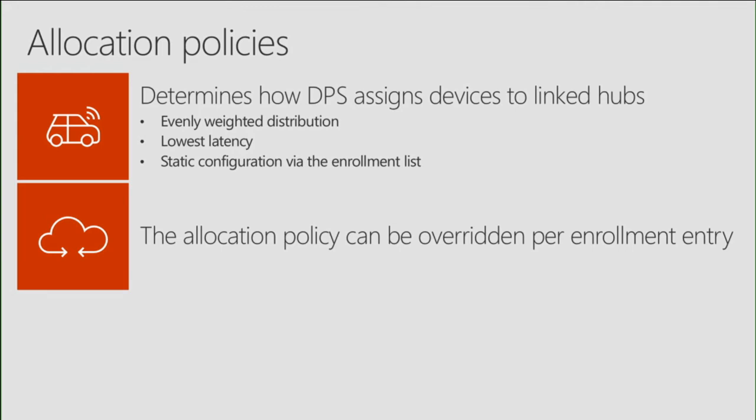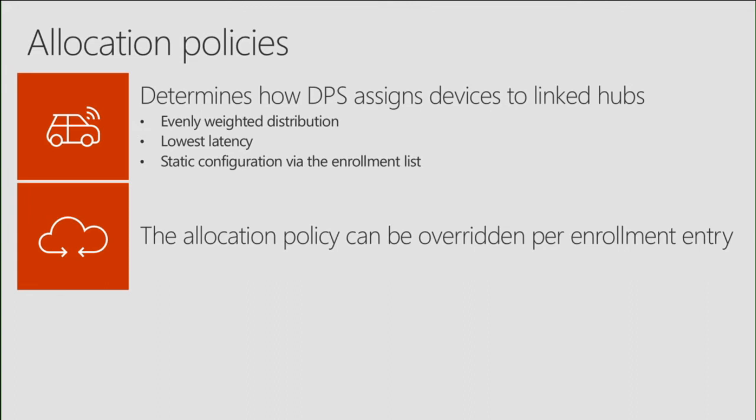Then there's, again, the lowest latency, or the geo-sharding, where the device is assigned to the IoT Hub that has the lowest ping length between it and that solution, so that you reduce that latency, have better connections between that device and the cloud. And then you can statically configure this in the enrollment list.